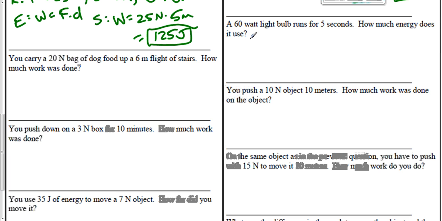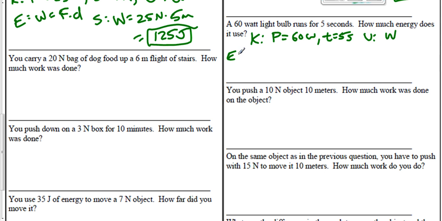Okay, next, a 60-watt light bulb runs for 5 seconds. How much energy does it use? Okay, so we know that our power is 60 watts. We know our time is 5 seconds. Our unknown is how much energy does it use, or basically work.